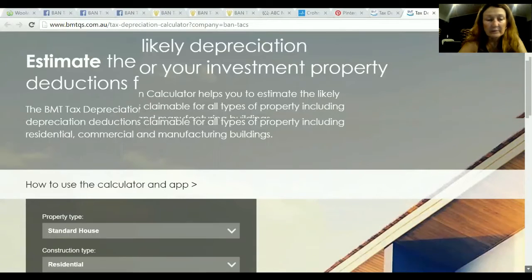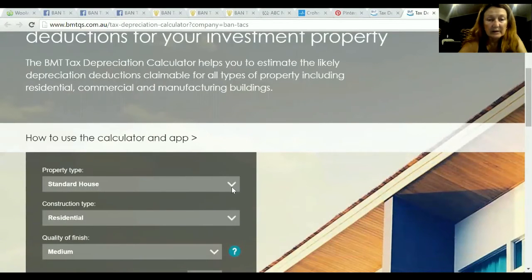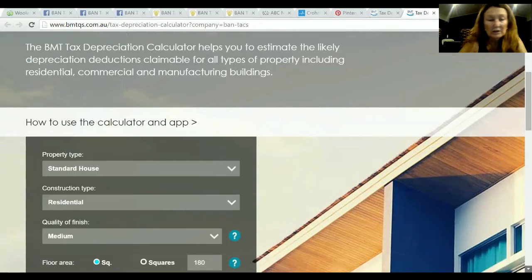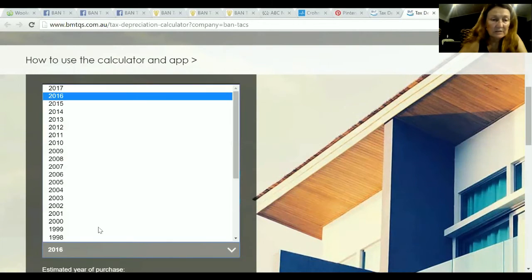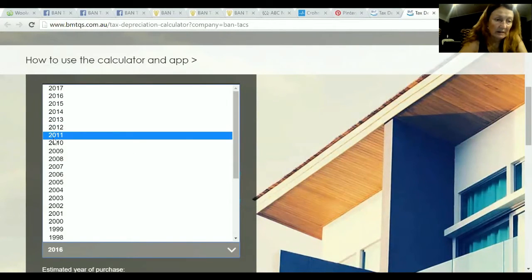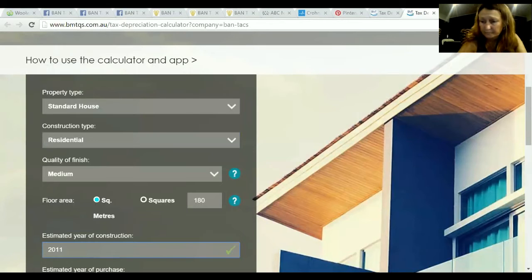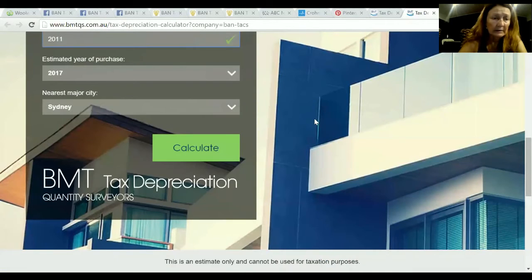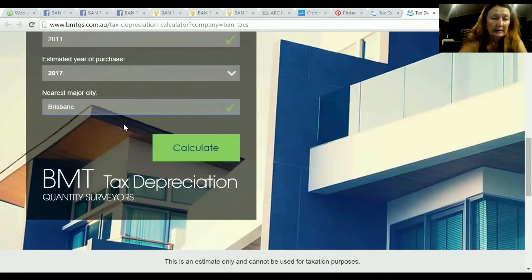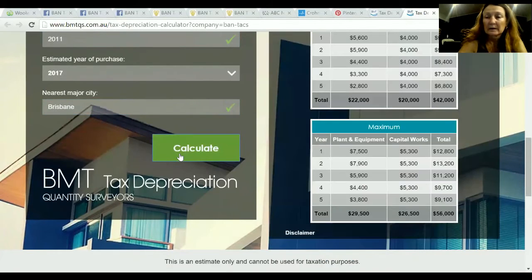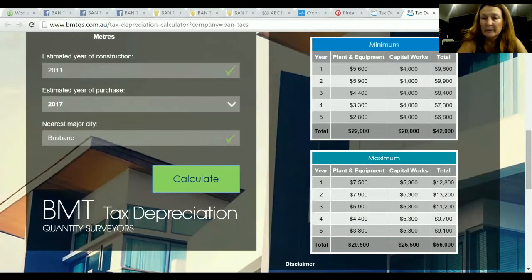It's a very simple basic calculator. So we're going to say standard house, residential, medium quality finish, 180 square metres. Estimate year of construction was, say, maybe 2011, that'll do. And Brisbane. Okay, calculate.